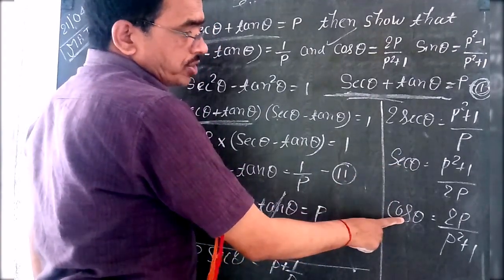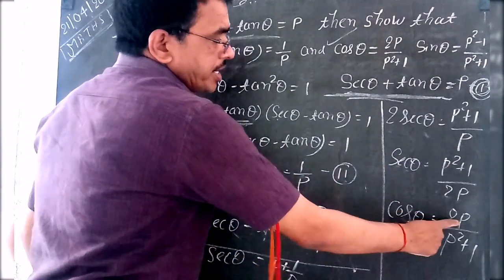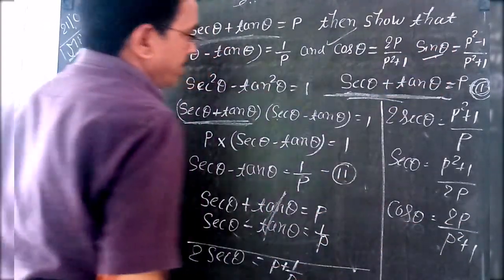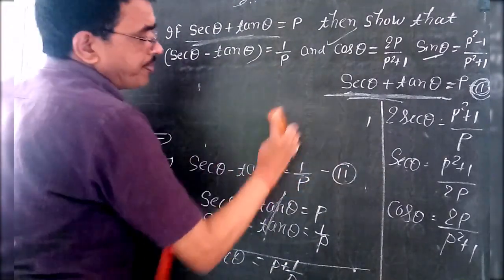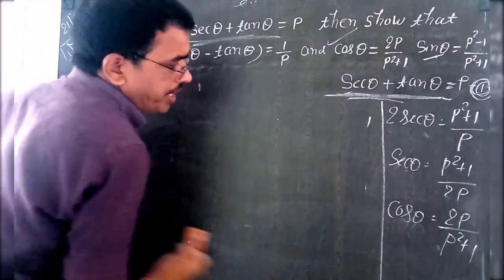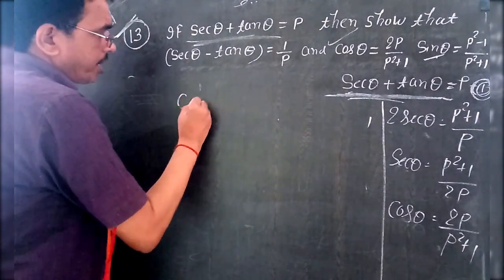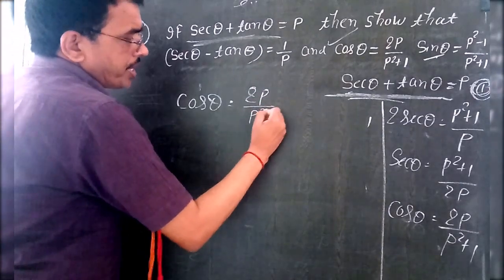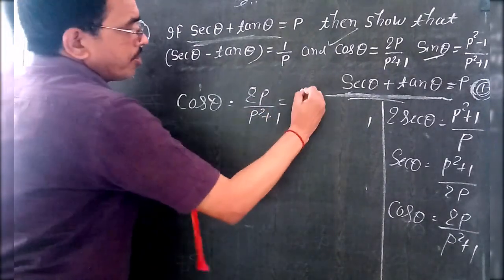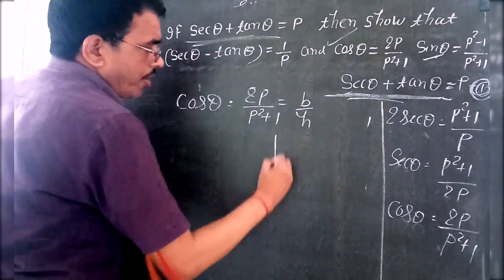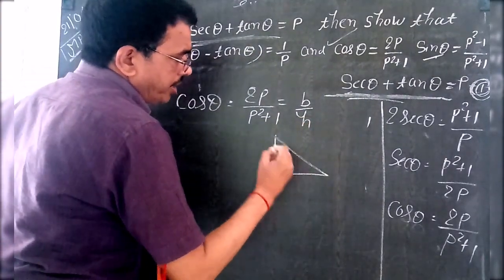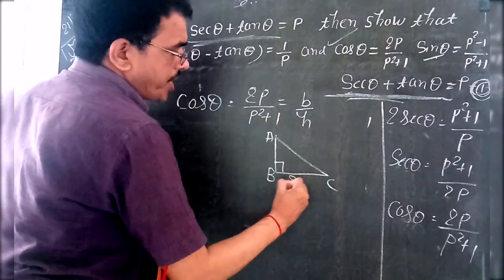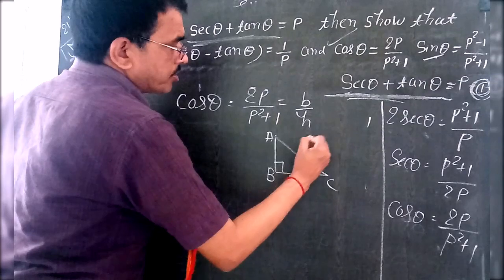So we write here cos theta and reciprocal of this, then it is 2p by p square plus 1. Now you have to find sine theta. Then by first chapter you can find the value of sine theta, that is cos theta is equal to 2p by p square plus 1, and it is equal to b by h. So draw a figure, right angle triangle ABC, B is right angle and it is b by h. So b is 2p and h is p square plus 1.